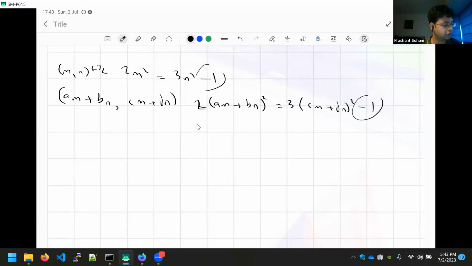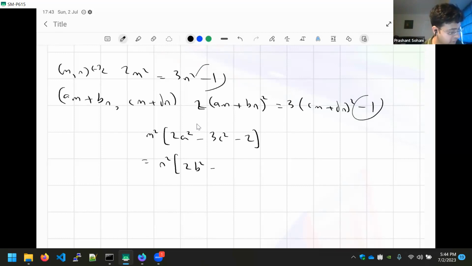If I do all of those things quickly in one step, correct me if I make any mistake, I get directly m² times (2a² - 3c² - 2) is equal to n² times (2b² - 3d² ...). I'm forgetting the last term. Can anybody remind me what the last term is over here? Minus 3. Oh yes, it will be the coefficient coming from there. Okay, so we had reached this point.